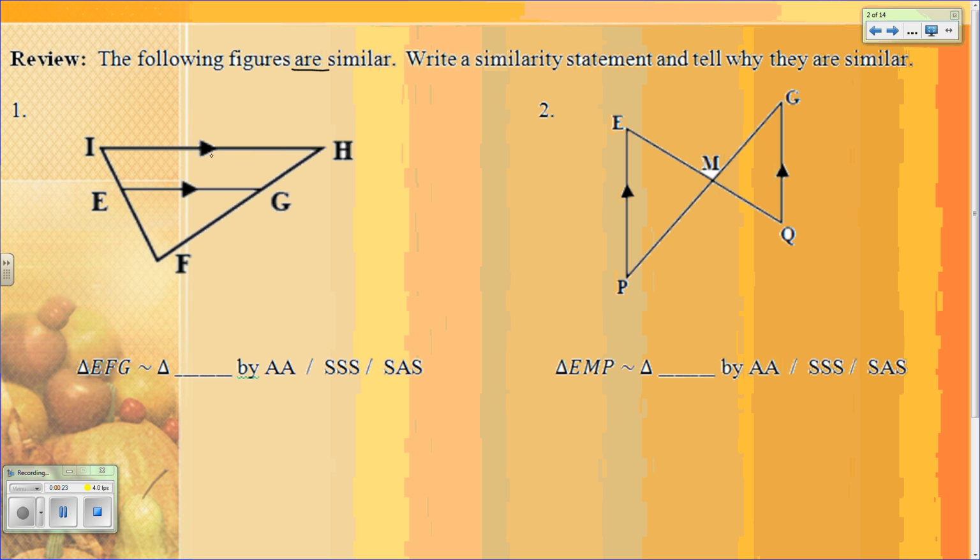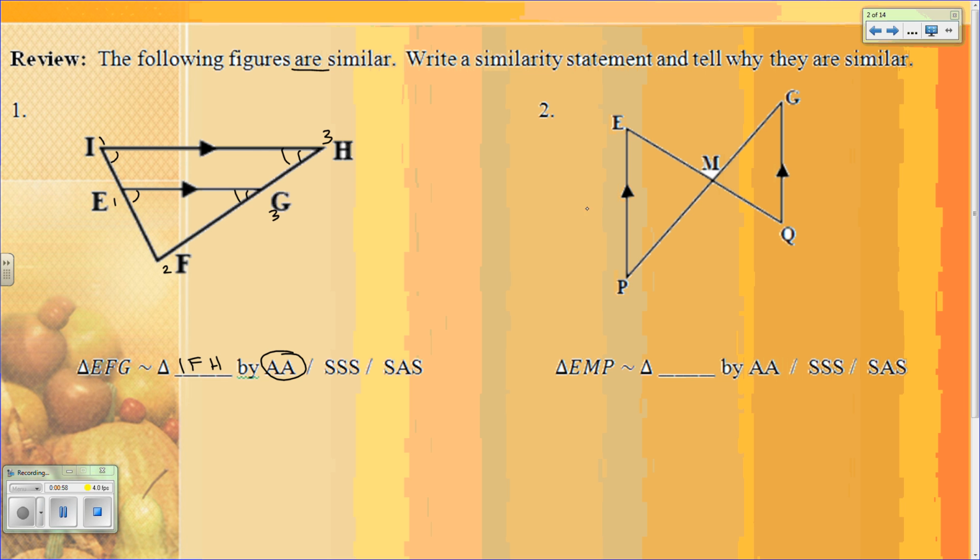So I have parallel lines, so if I have parallel lines, that means I have transversals. I know these two angles are congruent because they're corresponding. Those two angles are congruent because they're also corresponding. So the little triangle, EFG, is similar to the big triangle, IHF, because angle, angle. They said EFG, so I'm going to go 1, 2, 3. That means I have to go IFH.